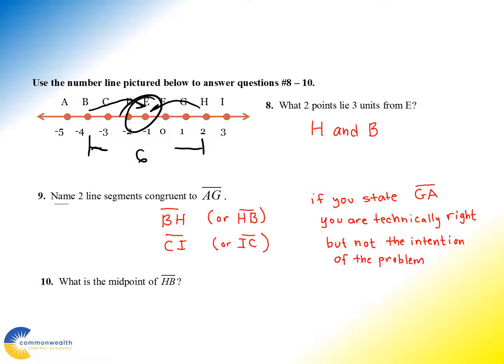For number 9, I also say if you state GA, you're technically right, but it's not the intention of a problem like that. AG and GA would be the exact same segment, so they would have the same length and be congruent. So getting back to what the midpoint of HB is, it is point E, as I showed up there.